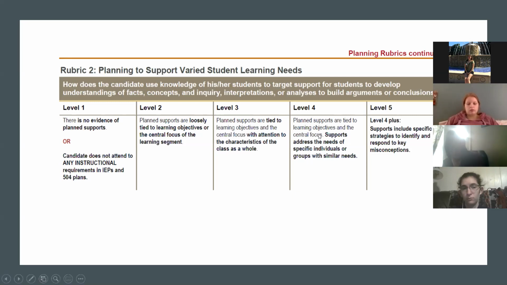So what have I done for particular students to address their learning needs that also thinks about the whole class, right? Level 4 is the plan supports are tied to learning objectives and the central focus. Supports address the needs of specific individuals or groups with similar needs. Okay, so this is thinking about the idea of universal design for learning, right? So have you created some universal design aspects where you can say, okay, I've decided to do stations for this particular lesson. That's one of my universal design aspects.